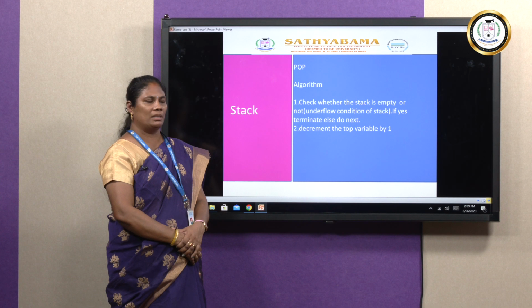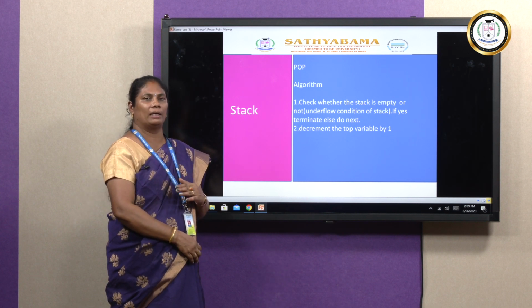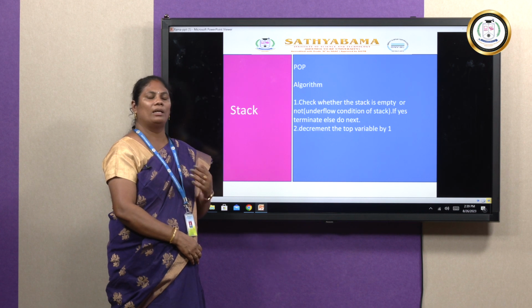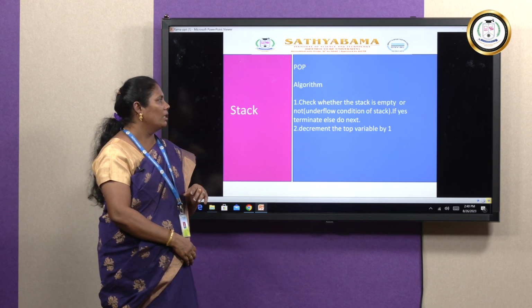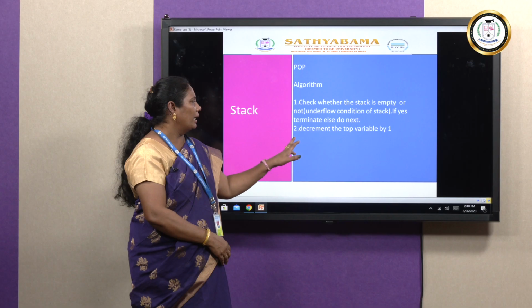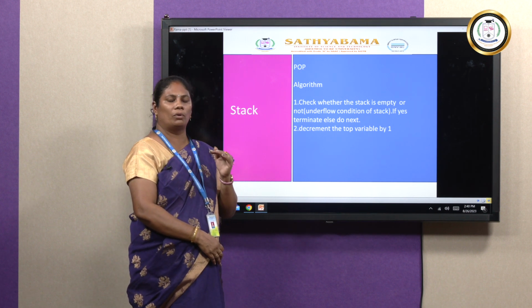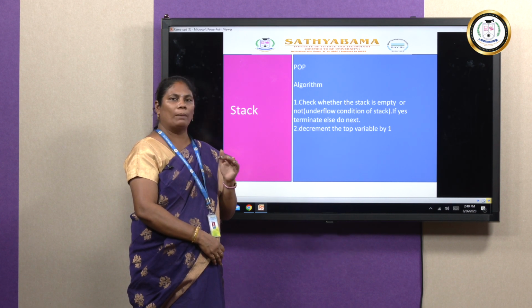Deleting an element requires that the stack is not empty, just as inserting an element requires that the stack is not full. So deleting an element means the top variable must be decremented. At the same time, decrement the top variable by 1. One by one we have to decrement the value, because we are declaring the variable in an array. So one by one the stack value must be decremented.